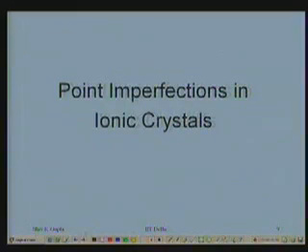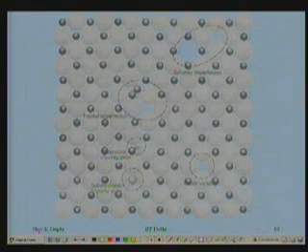Now let's look at the point imperfections in ionic crystals. I try to make an arrangement of an ionic crystal by having two different kinds of spheres, smaller ones, the dark ones, and the lighter, bigger ones, the anions and the cations. In this, it is possible for us to have a cation missing from its site.